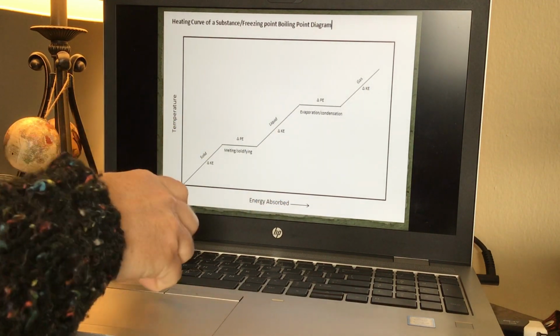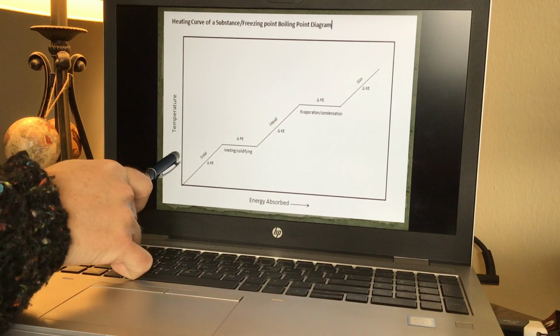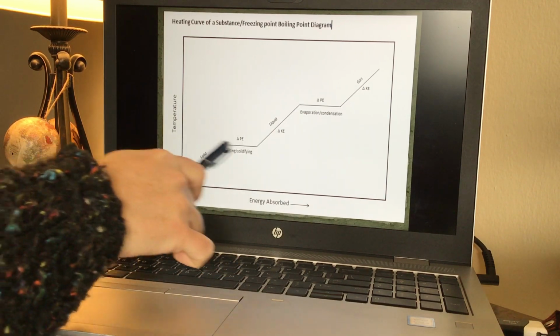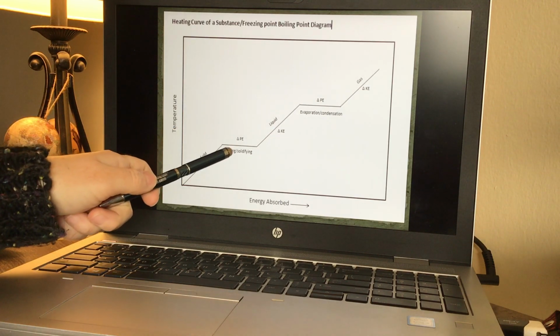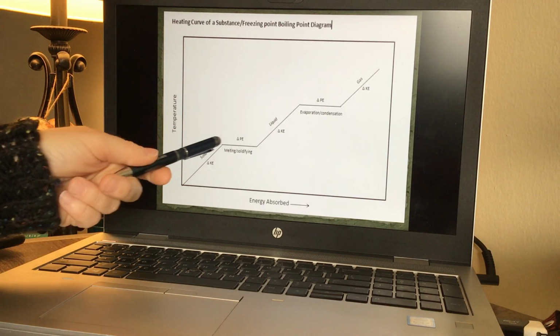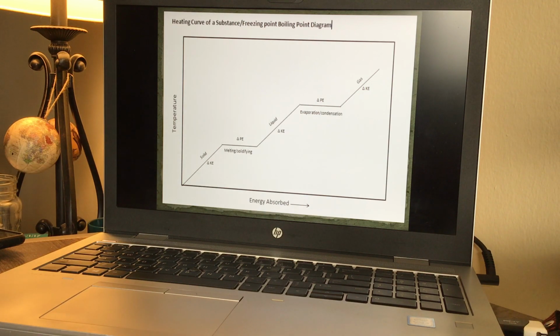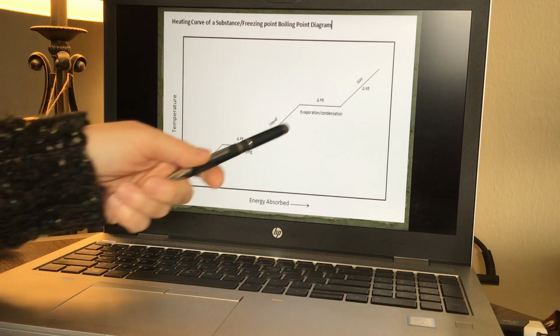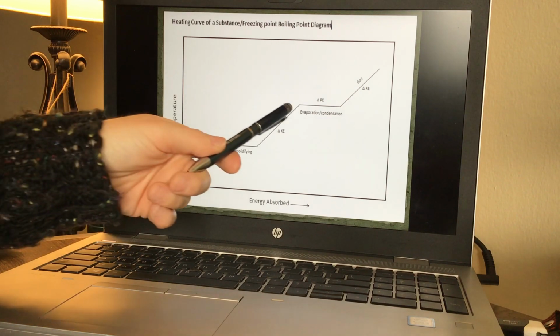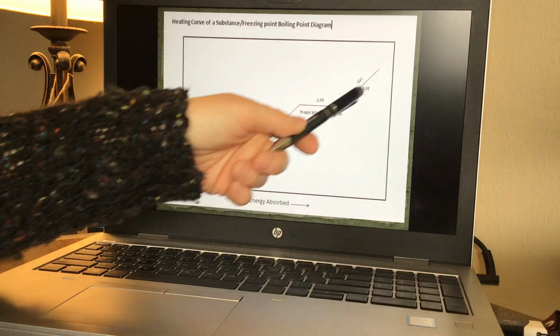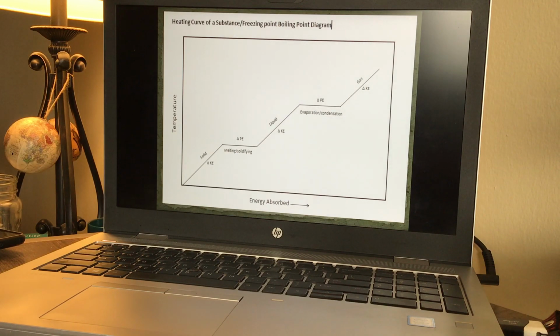Now, the diagonal line means that there's a temperature change. The flat line means that there's no temperature change. So if you think about the freezing point or the melting point of water, it's 0 degrees and that does not change until there's only liquid water present. If you think about the boiling point of water, it's 100 degrees. And then once there's only a gas present, then we have an increase in temperature again.